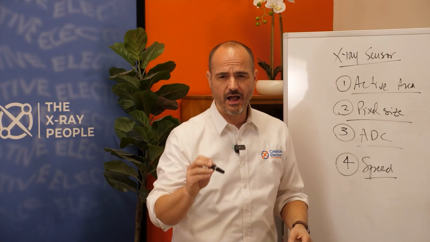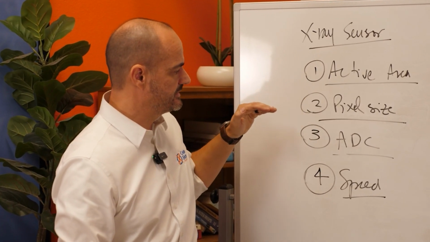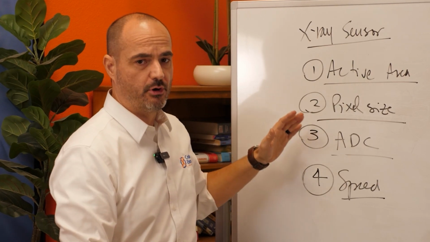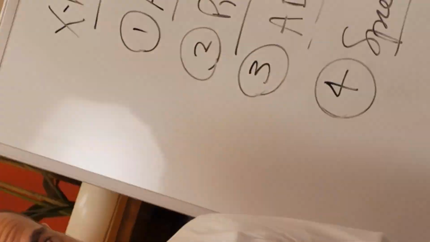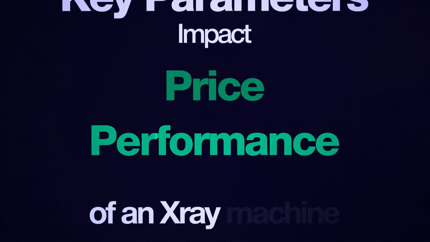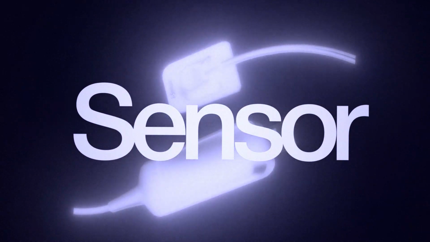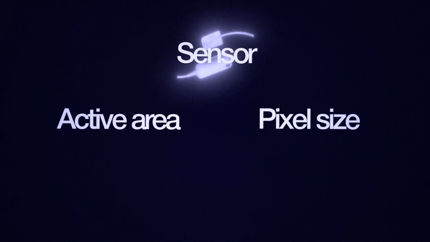So today we're going to see how these critical parameters on the X-ray sensor, the active area, pixel size, ADC, and speed play a role in the performance and the price of the X-ray sensor in your machine. So the key parameters that impact price and performance of an X-ray machine from an X-ray sensor perspective are the active area of the sensor, the pixel size, the ADC of the sensor, and finally the readout speed.